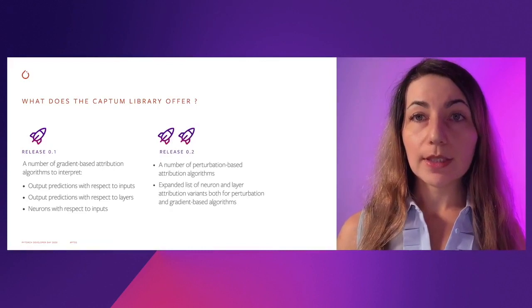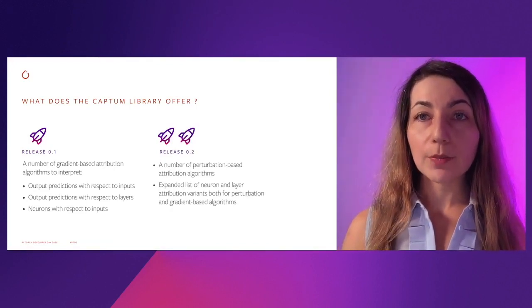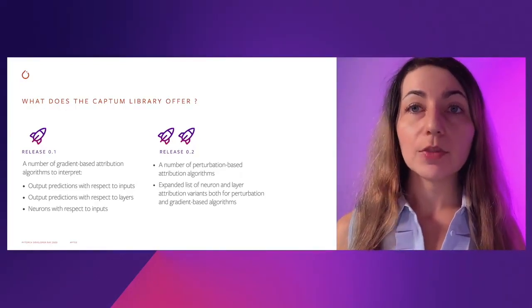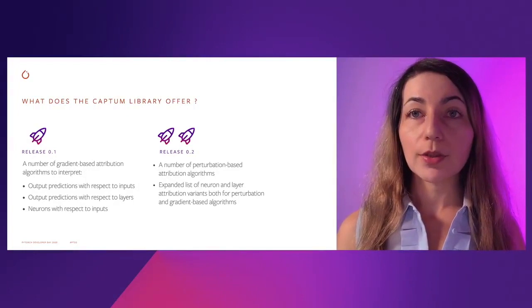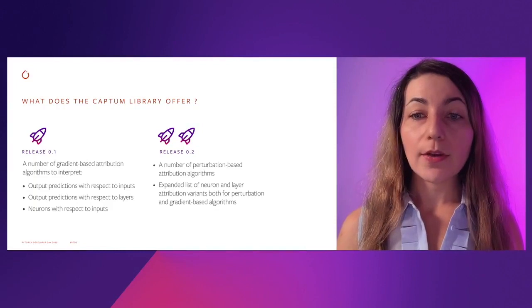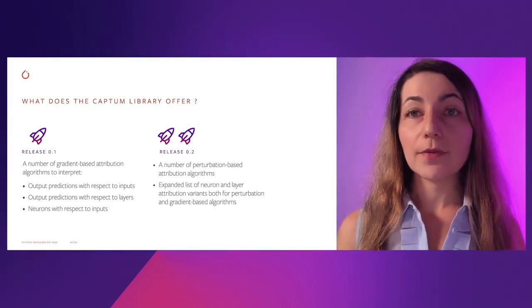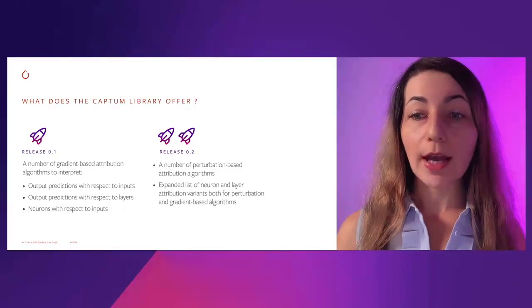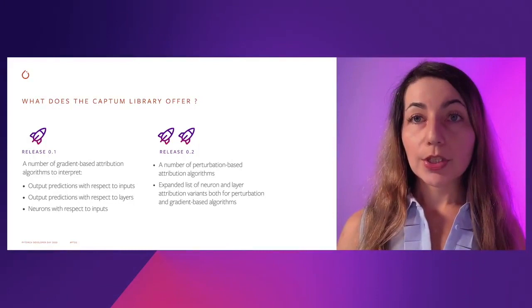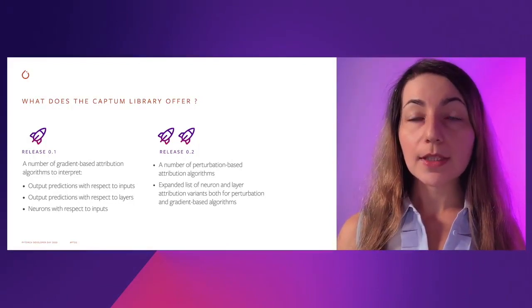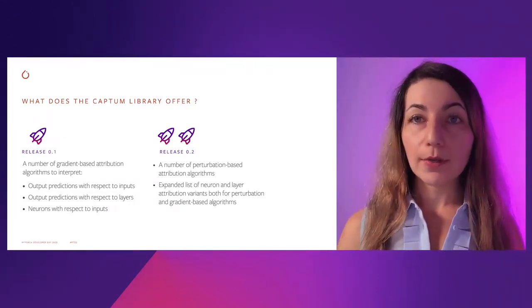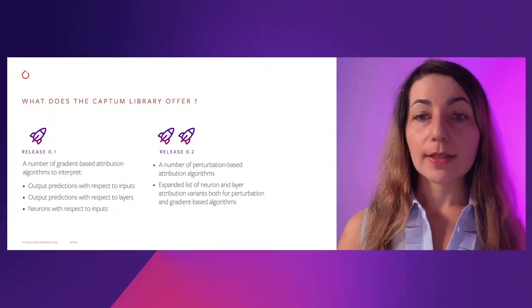Now, in the second release, we added a number of perturbation-based attribution algorithms. These algorithms also have the same signature, the same generalized definition of attribution computations that we had for gradient-based approaches. Apart from that, we also added new variants for the layer and neuron attribution algorithms, both for perturbation and gradient-based approaches. We also had a number of bug fixes and improvements in the library, and the library also got used in a number of research and production projects.